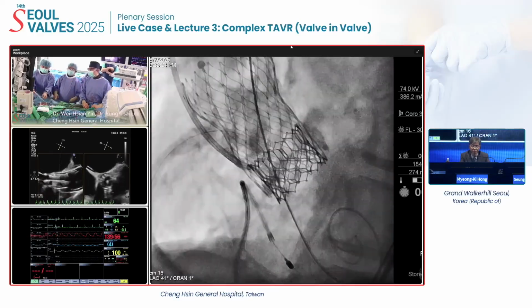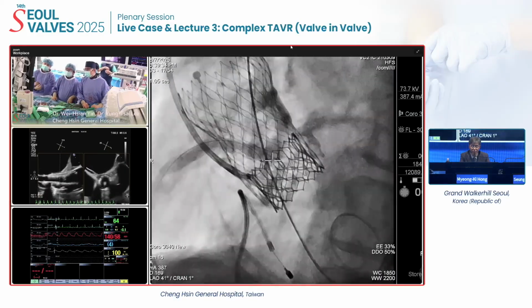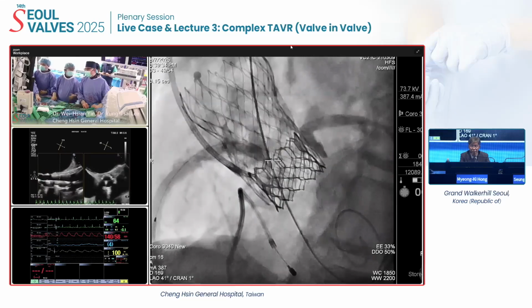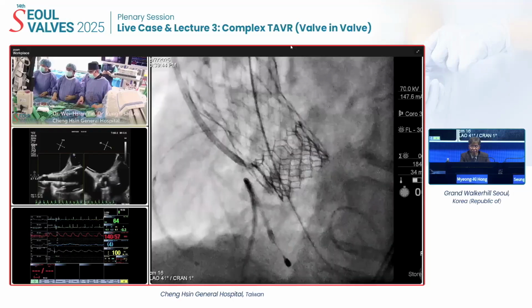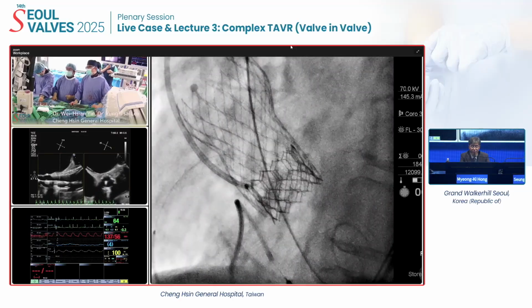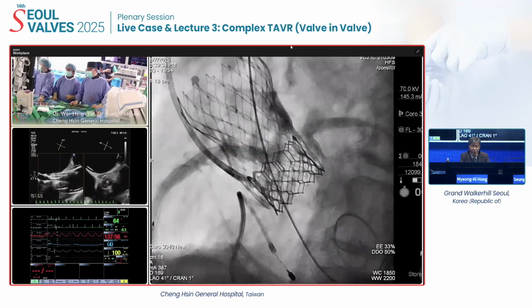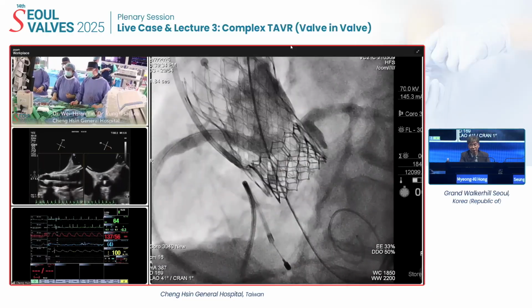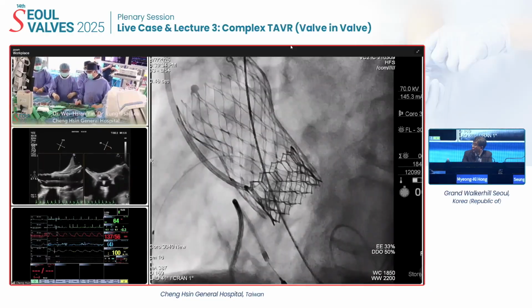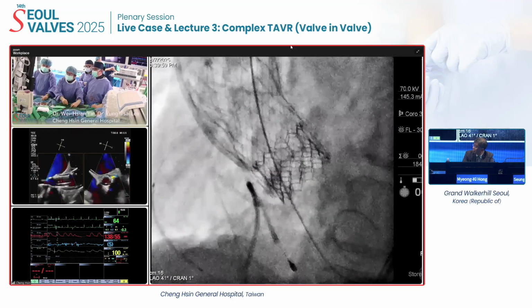And as you can see, both sides, the coronary was patent. Excellent. And it seems that we don't need to stent the right coronary. And that's the whole thing. Excellent. Beautiful. Thank you. Any comment? Any comment?